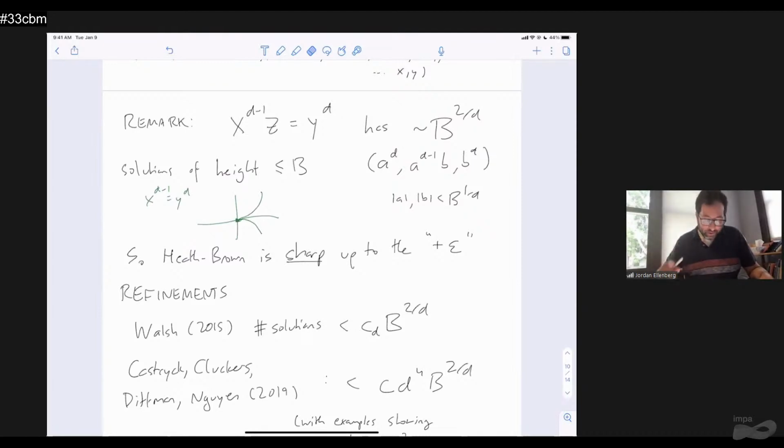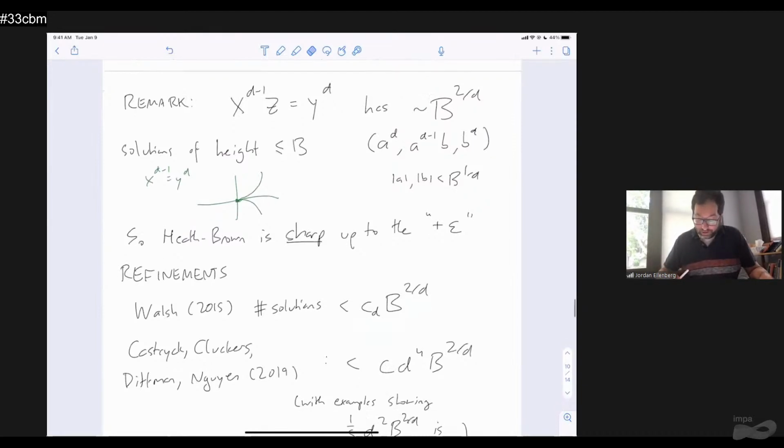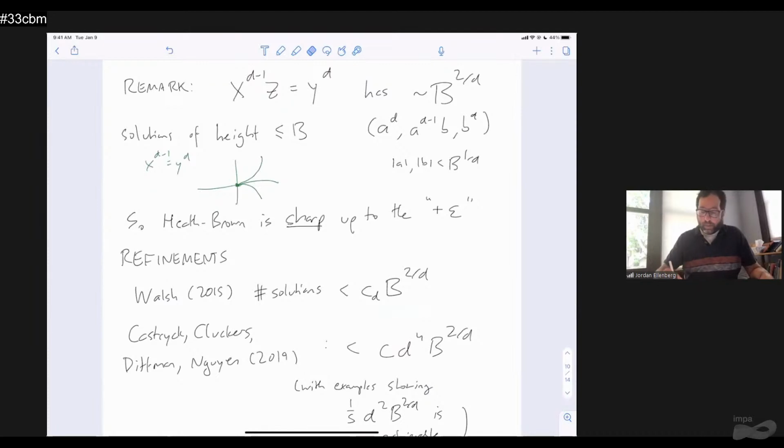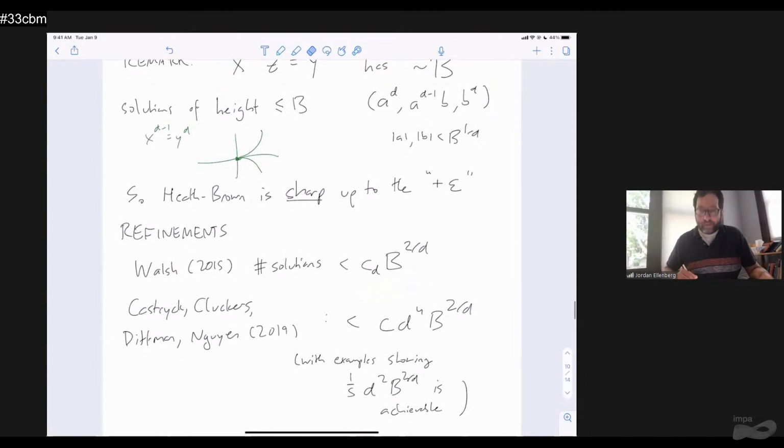I actually don't know. I just looked in the paper and couldn't find it. I don't know if they write down an explicit value for this constant, which would be the ultimate thing. But in any event, this is pretty good. You know how it grows with degree. And actually they give examples. The example I gave gives you just a constant times B to the 2 over d. They have examples showing you can get one fifth times d squared times B to the 2 over d solutions. So the only mystery remaining about this question now is the right order of growth in degree. Is it closer to d squared, or is it d to the 4th, or is it something in between? So that's a very satisfactory development.